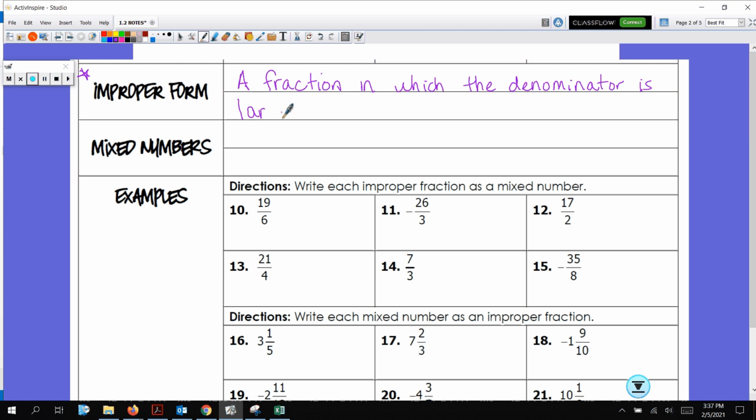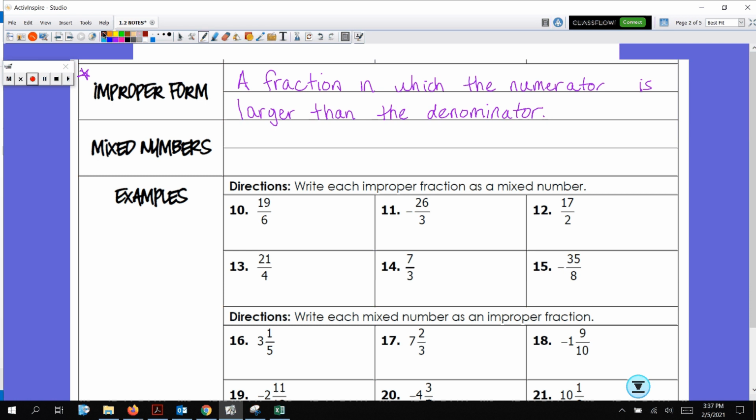Not denominator. Oh my gosh, I'm so sorry. What am I doing? An improper fraction is when the numerator is larger than the denominator. All right, fantastic. That is what an improper fraction is. Honestly, I think they're cooler than mixed numbers.